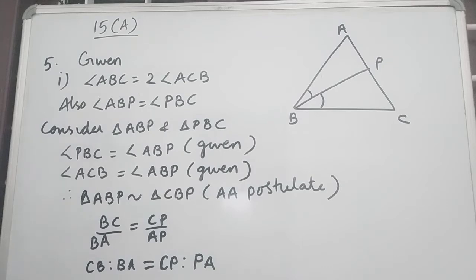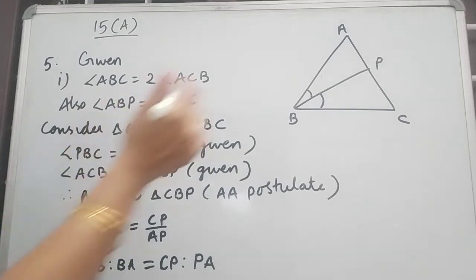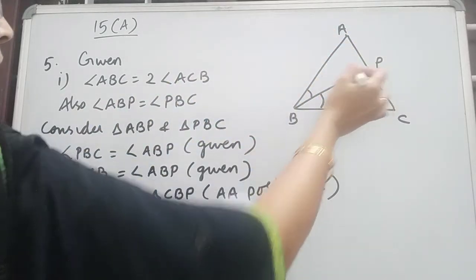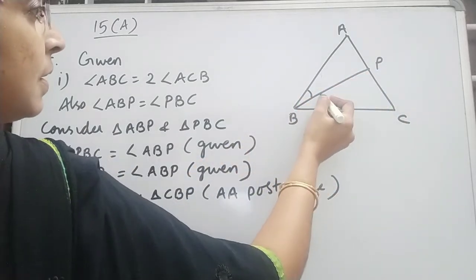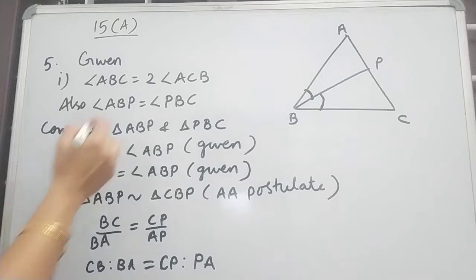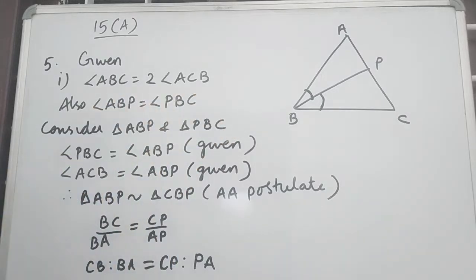Bisector of angle ABC meets the opposite side. So which is the opposite side? AC is the opposite side which meets the opposite side at point P. So BP is the bisector means angle ABP will be equal to PBC. Since BP is the bisector, these two angles will be equal. So ABP is equal to PBC.